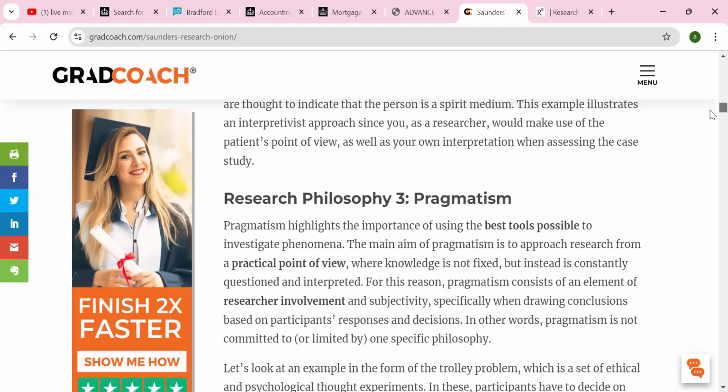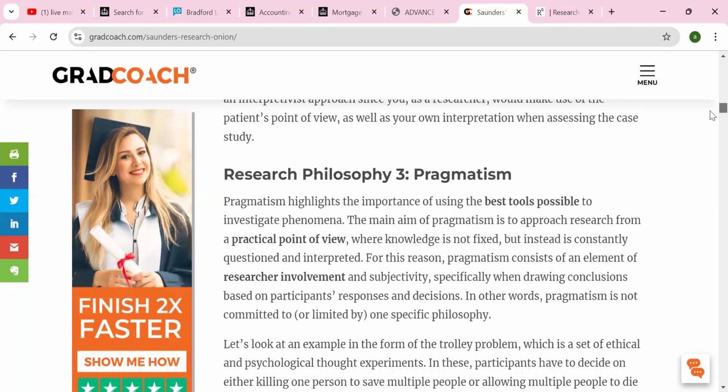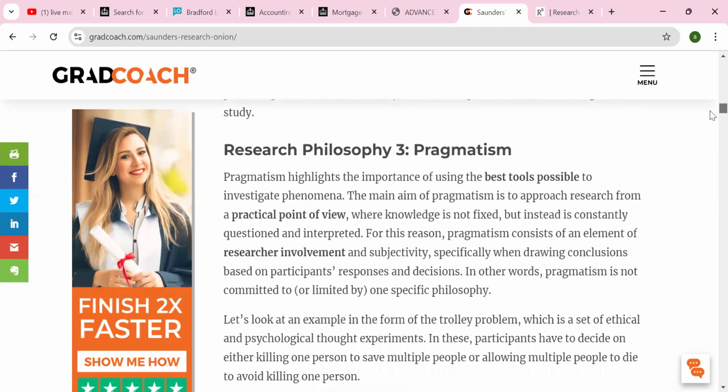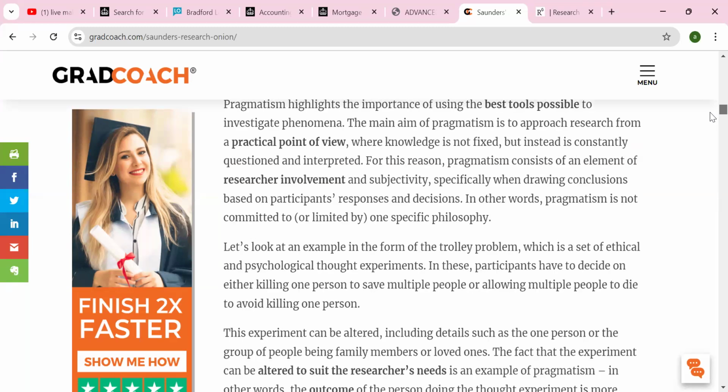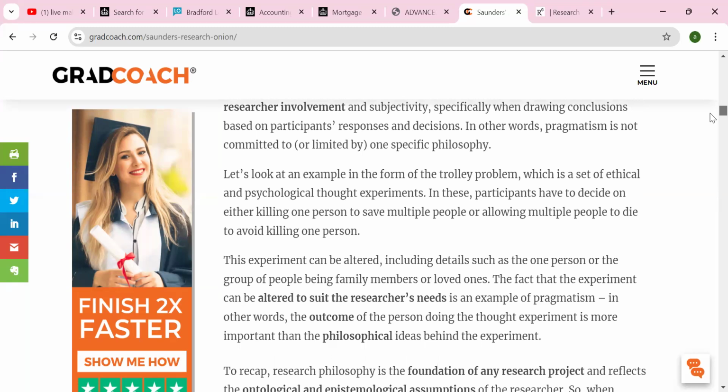Then we have next pragmatism, or we can say pragmatic, which is the best use of the tool possible to investigate the phenomena, or the theory or practical point of view of the knowledge. Because the knowledge may be outdated and the things we are discussing are not the subject of the content. So you have to look at the researcher involved in the subjectivity of that and draw the objective of the research. Any question there?